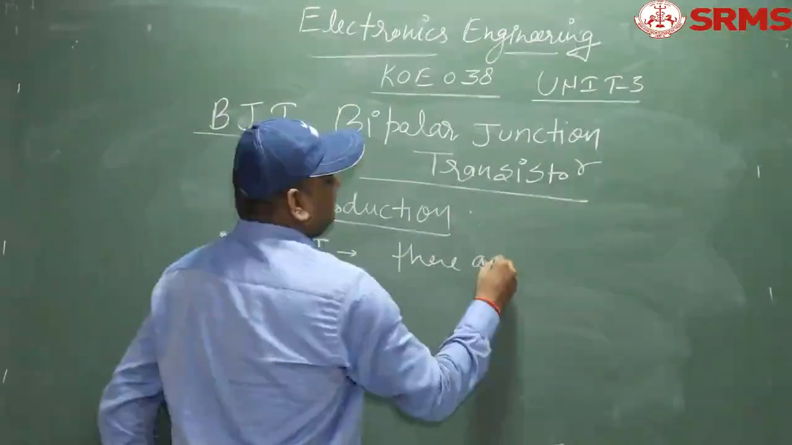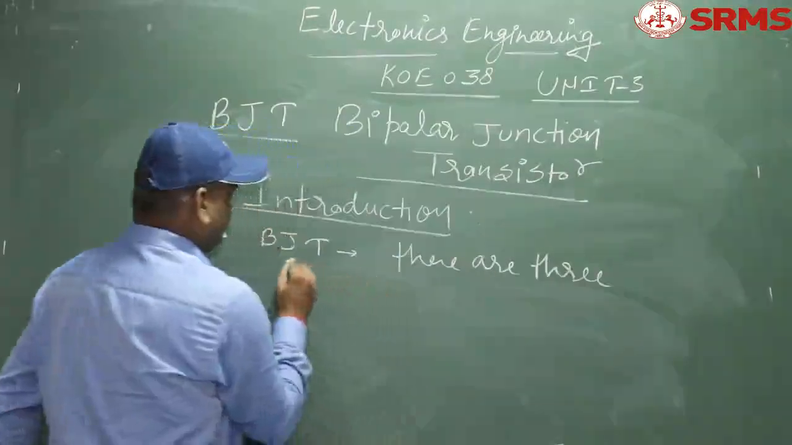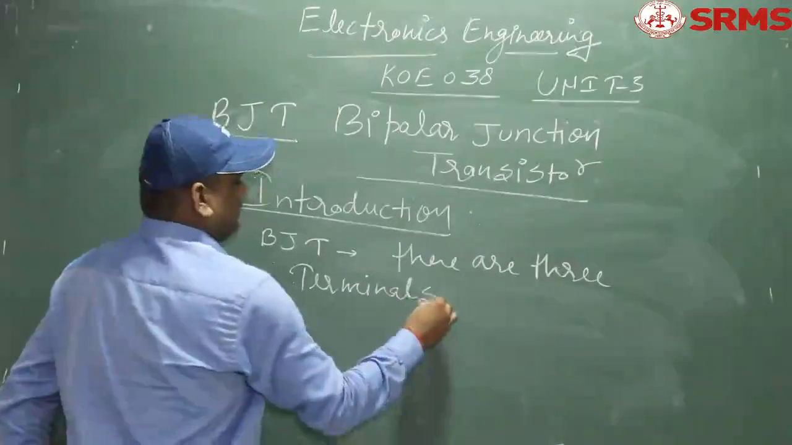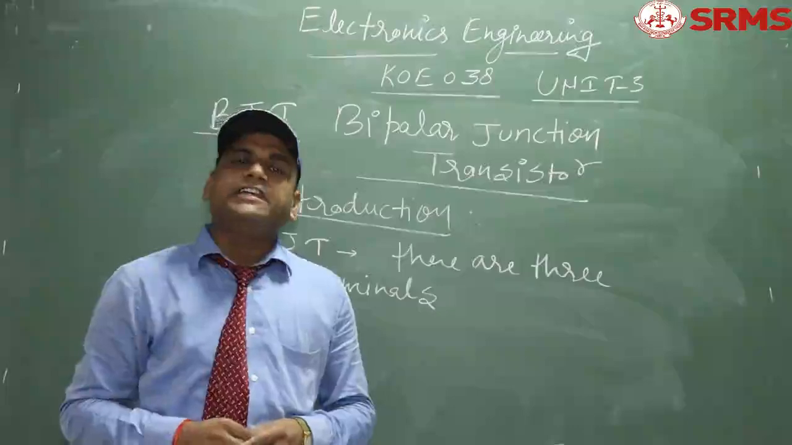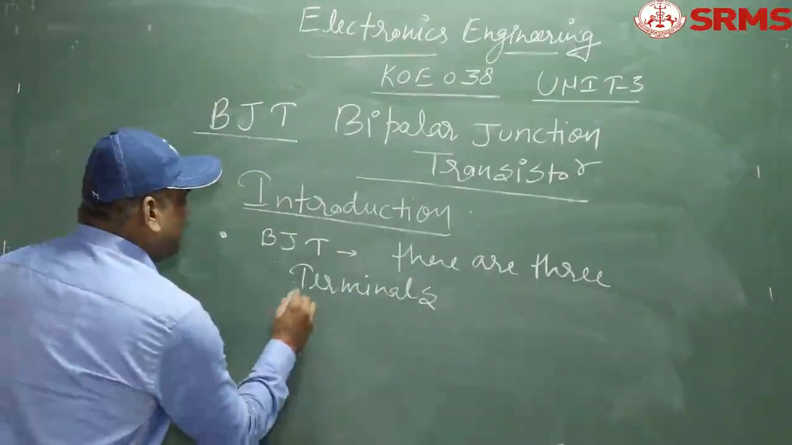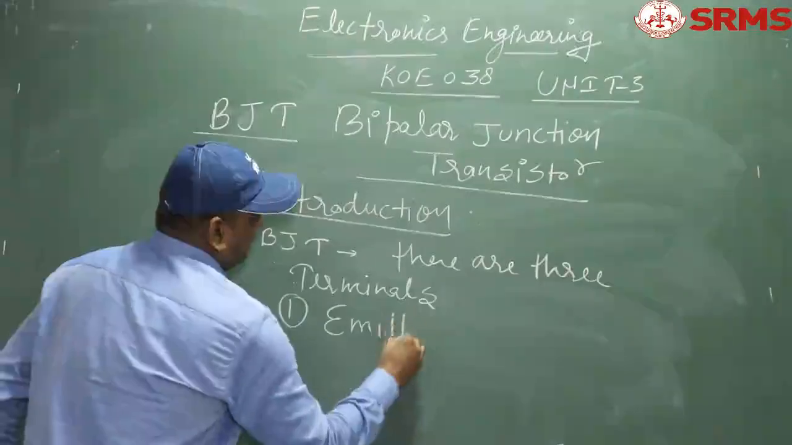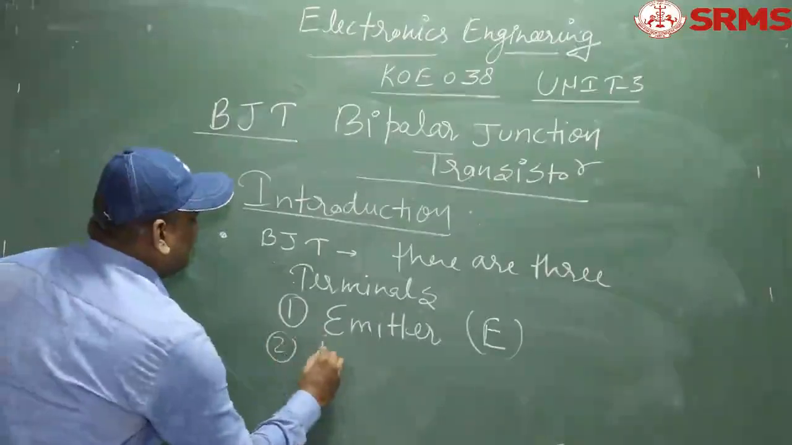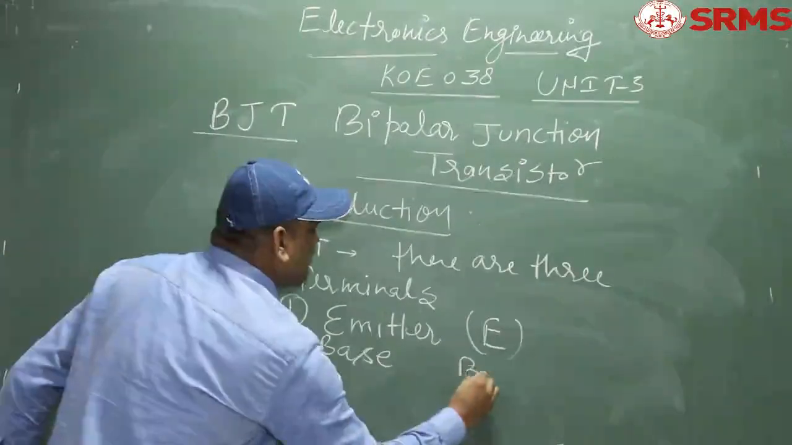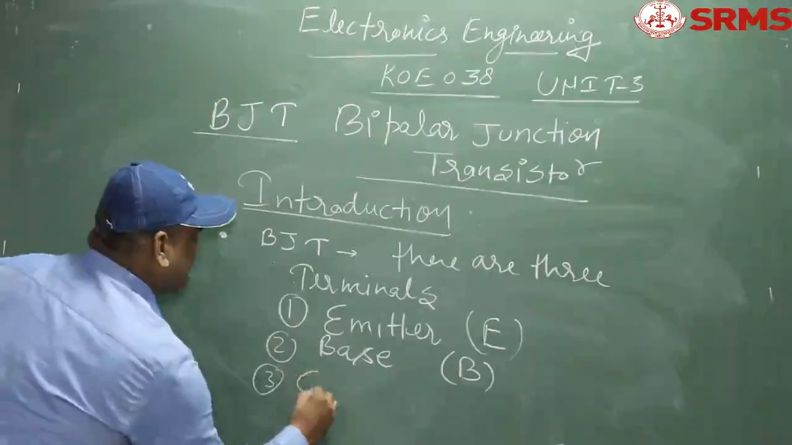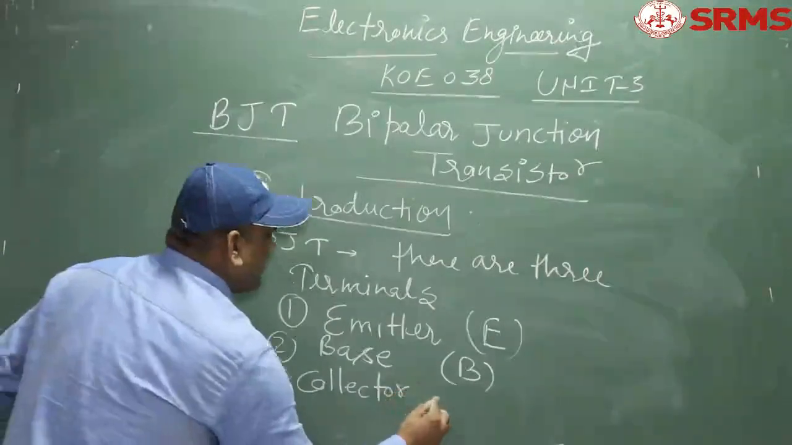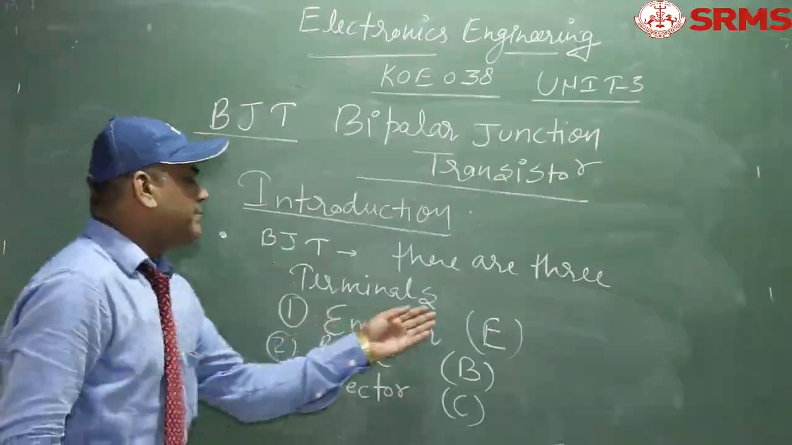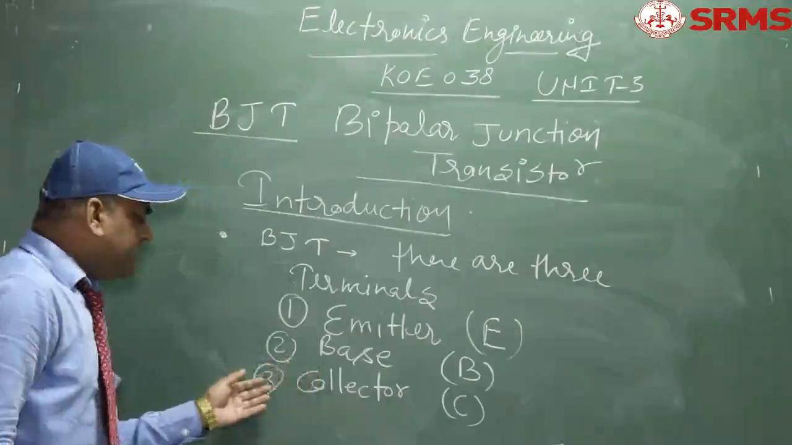As far as BJT is concerned, there are 3 terminals. In the BJT, that means bipolar junction transistor, we are having 3 terminals. The first terminal is defined as emitter, that means E. The second terminal is defined as a base, that means B. And the third terminal is defined as collector, that means C. The first terminal is emitter, second terminal is base, and the third terminal is collector.